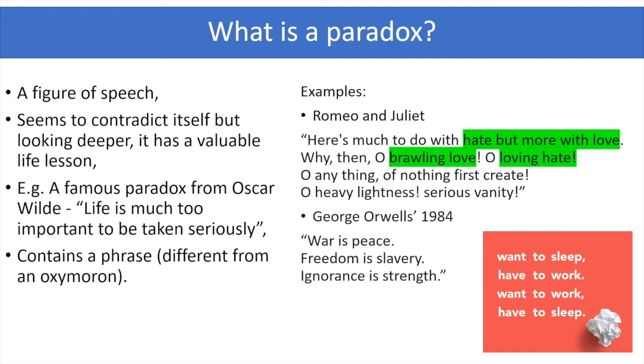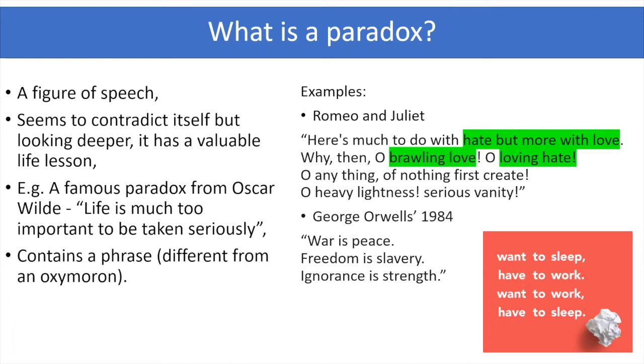Here is an example from Romeo and Juliet, where Shakespeare wanted to explain to us that love and hate are usually hand in hand. "Here's much to do with hate, but more with love. Why then, O brawling love, O loving hate, O anything of nothing first create, O heavy lightness, serious vanity."